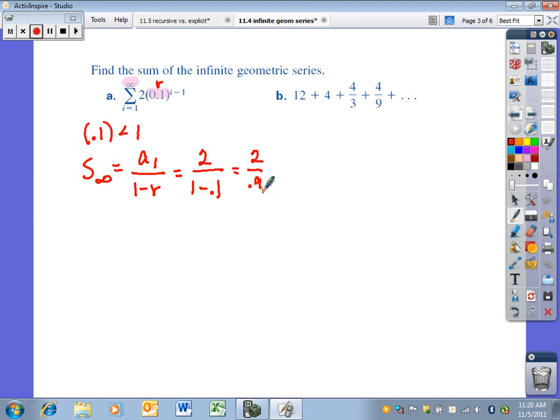And I can never have a decimal left in a fraction. So I have to move that one place. So I must move this decimal one place. And I get 20/9. So that sum will converge to 20/9.